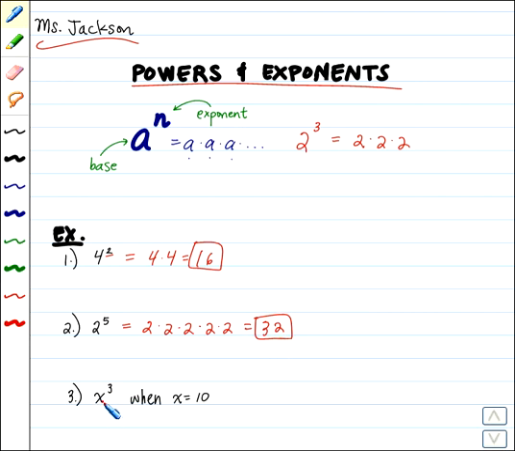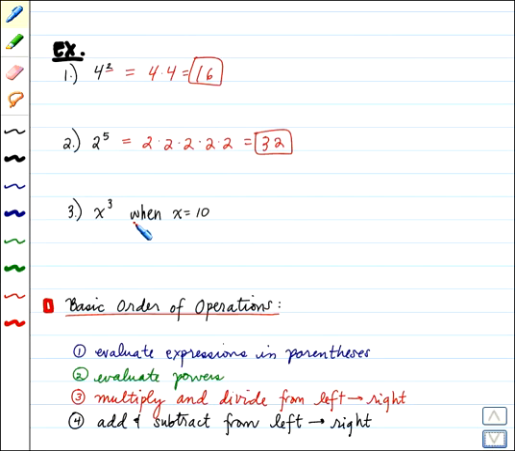And finally, here we have a variable, x to the third power, which is x cubed. So we have special names for when we have a 2, like 4 squared, or x cubed when we have a 3 in the exponent. And in this case, x is equal to 10. So first thing we have to do is substitute this 10 for the x. So we have 10 cubed. And now we can solve 10 times 10 times 10, which is equal to 1,000.